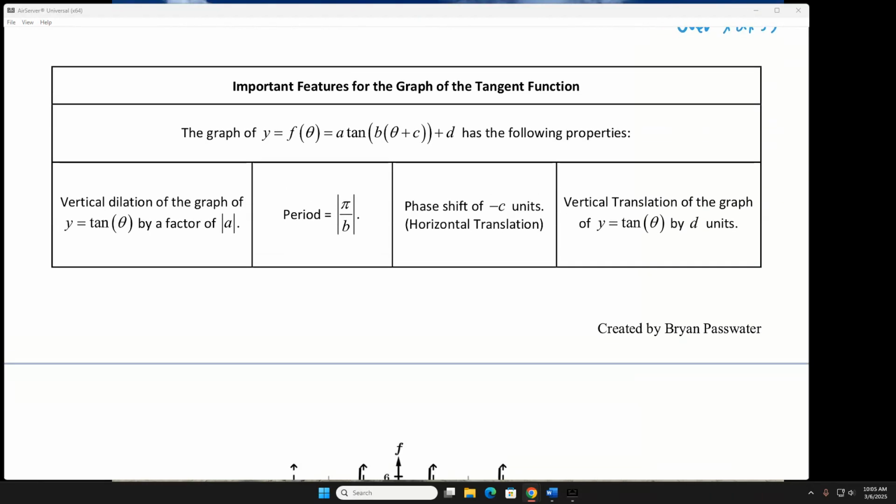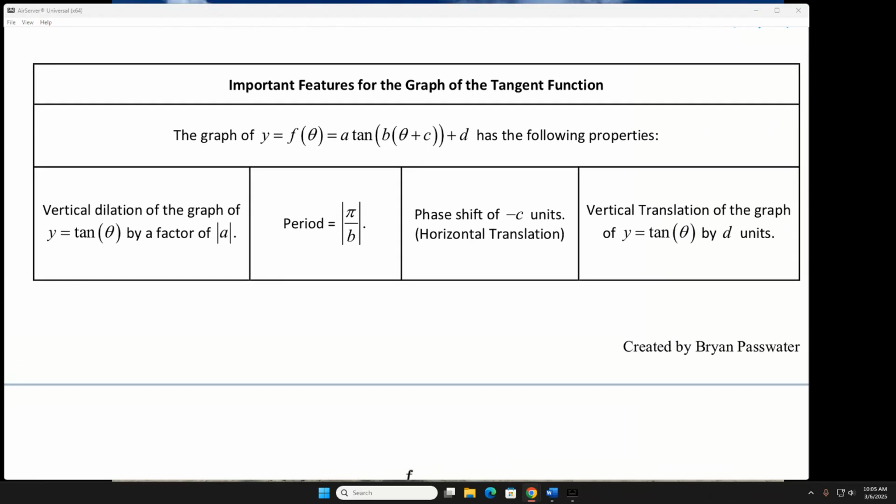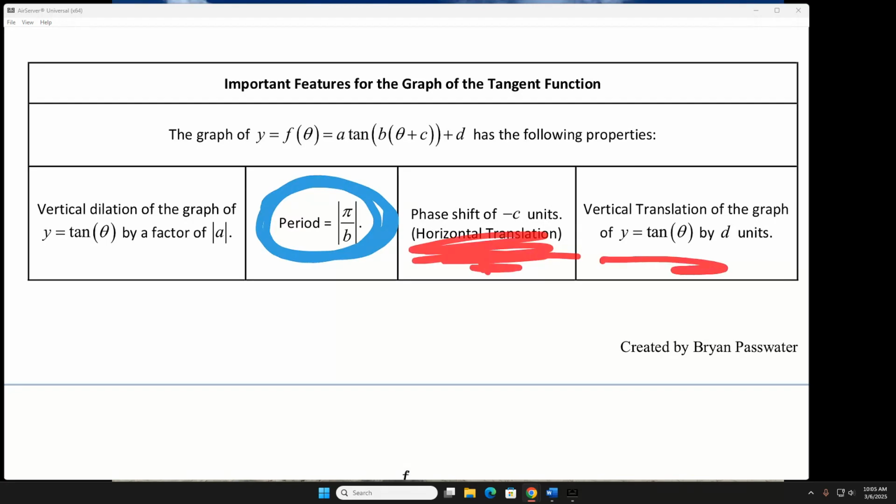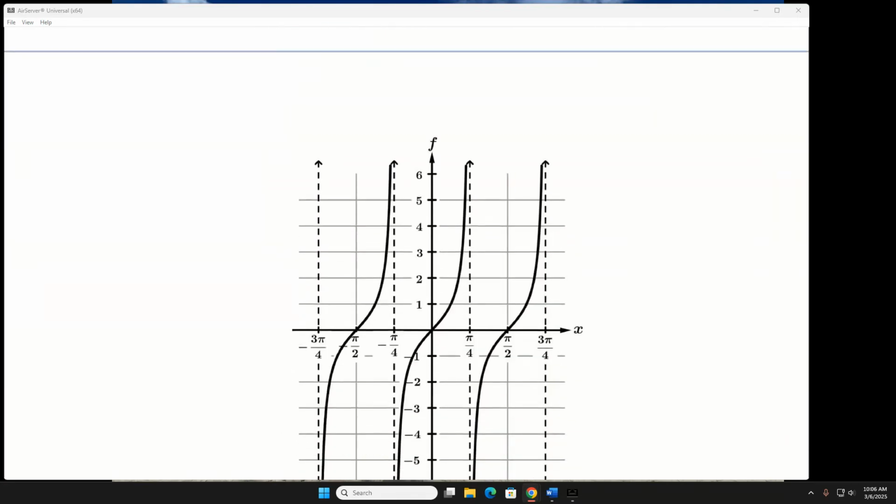Okay, so let's look at the rest of the properties. That A does give you a vertical dilation. It could possibly give you a reflection. One thing that's very different is this right here. The period for tangent is going to be the absolute value of pi divided by B. The horizontal or phase shift is exactly the same as sine and cosine, and so is the vertical translation, or the midline. Okay, so let's look at some graphs.